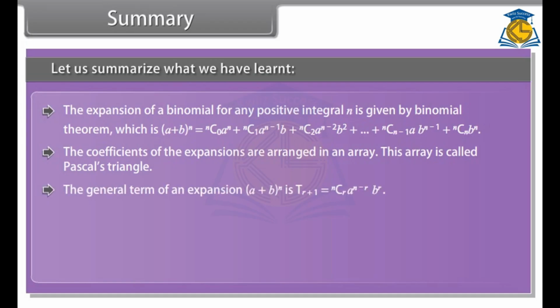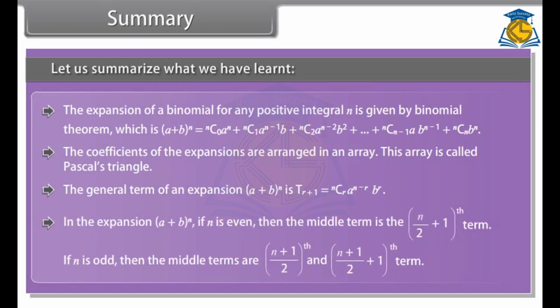The general term of an expansion. In the expansion (a + b) raised to power n, if n is even, then the middle term is the (n/2 + 1)th term. If n is odd, then the middle terms are the ((n+1)/2)th and ((n+1)/2 + 1)th terms.